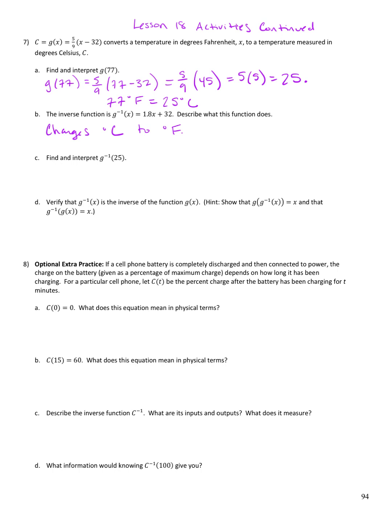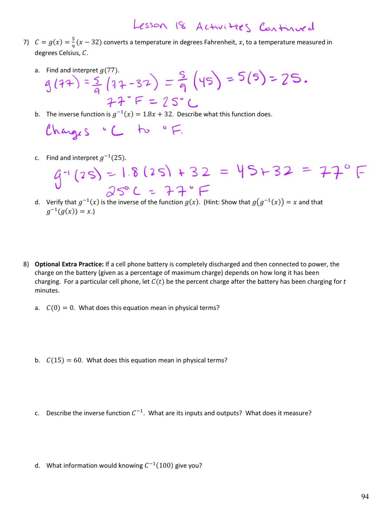So g inverse of 25 should give me 77, right? I converted 77 degrees Fahrenheit to 25 degrees Celsius. This should convert me back. So g inverse of 25, that would be 1.8 times 25 plus 32. So 1.8 times 25 is 45, plus 32 is 77, and that is degrees Fahrenheit. So to interpret, I would say 25 degrees Celsius is 77 degrees Fahrenheit.